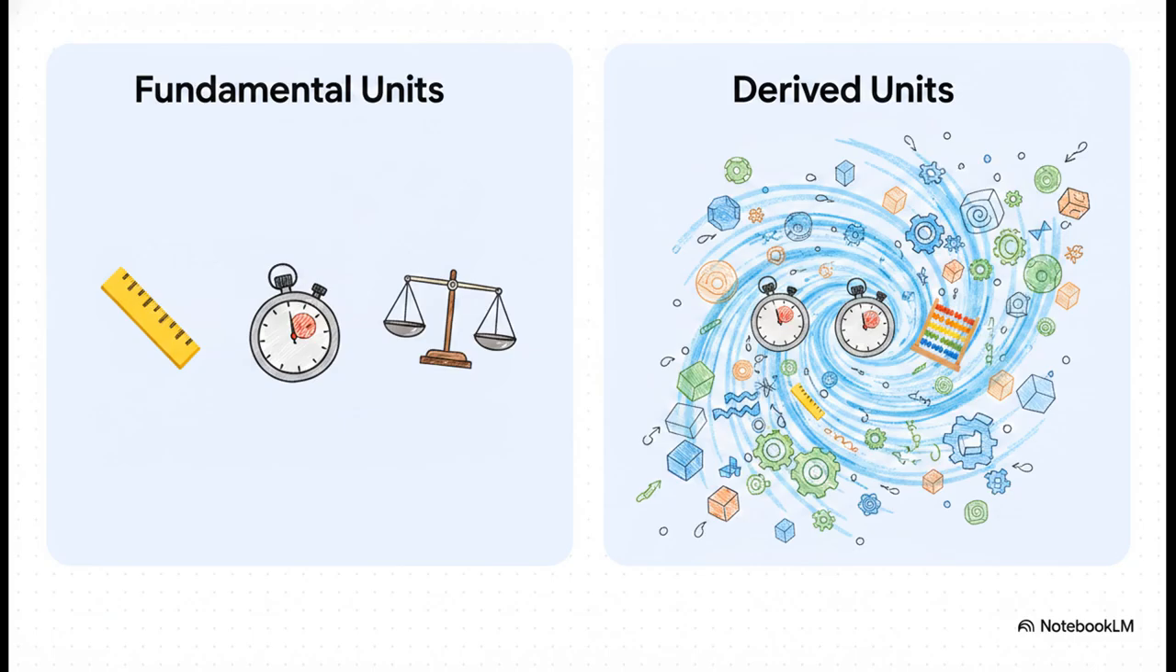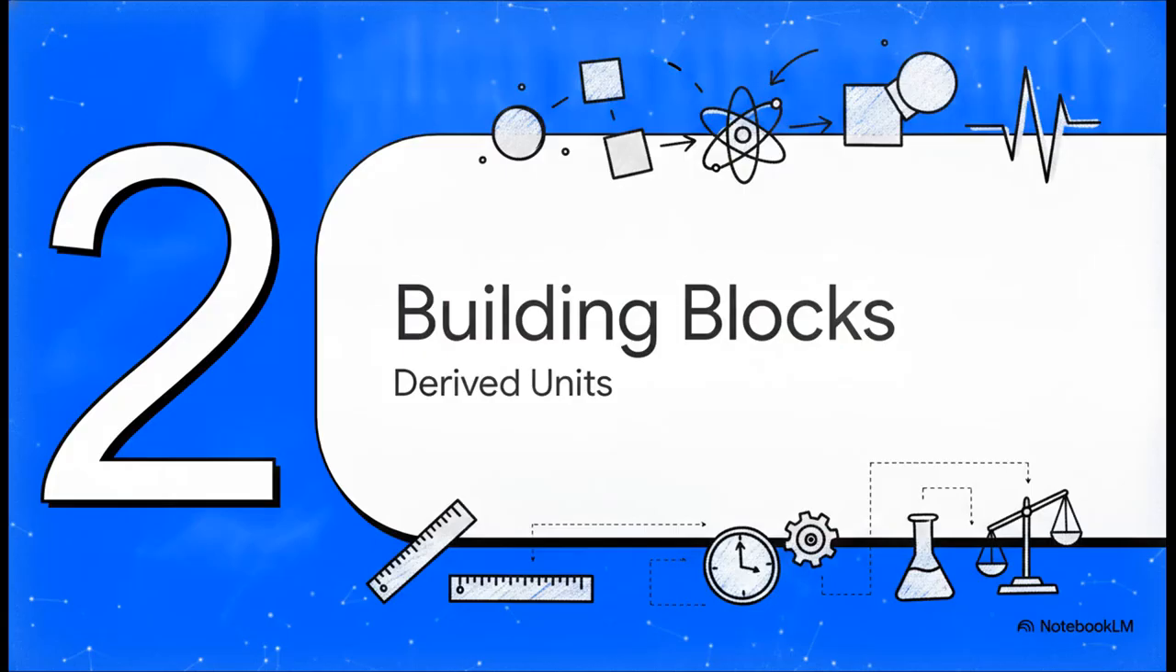On one side, we have our fundamental units, standalone, measured directly, and strictly limited to just those 7 we just saw. But on the flip side, we have derived units. These are built entirely from combinations of the fundamental units. They have to be mathematically calculated, and because of that, there are literally infinite possibilities for creating them to measure, well, anything we want.